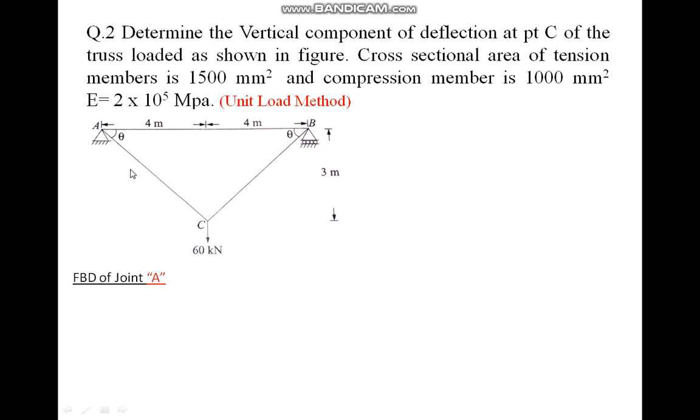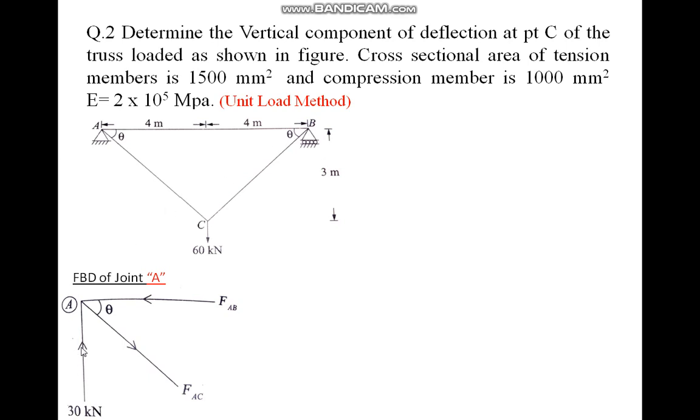Here the problem is given: 60 kilonewton is acting at point C. The total span A to B is 8 meters, and the vertical height B to C is 3 meters. Again, you take the method of joints, starting with joint A. First find the reactions. The load is acting at the center, 60 kilonewton. So the reactions VA and VB will be 30 kilonewton and 30 kilonewton.